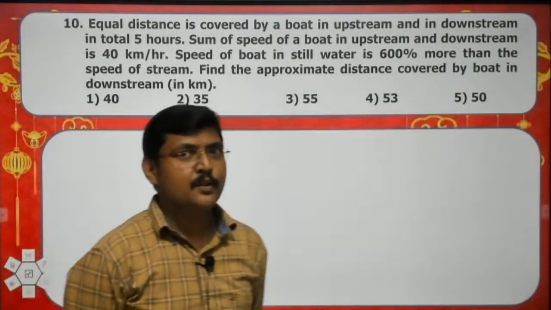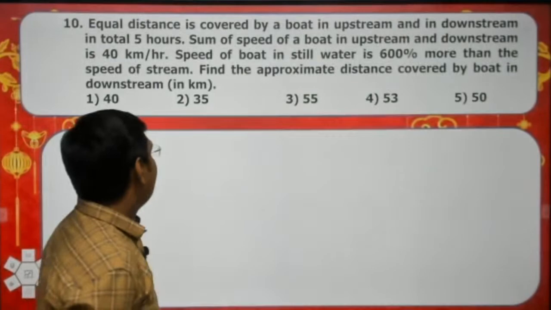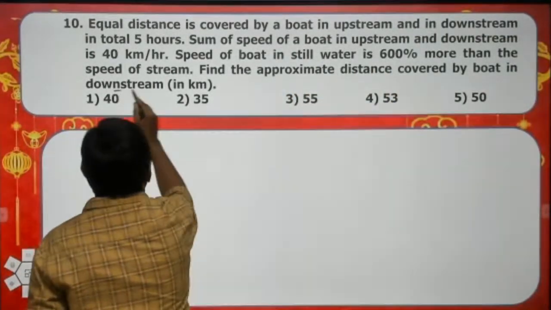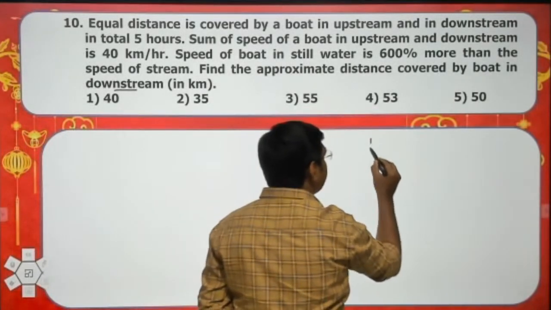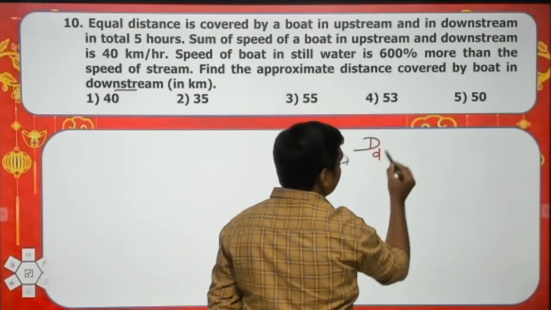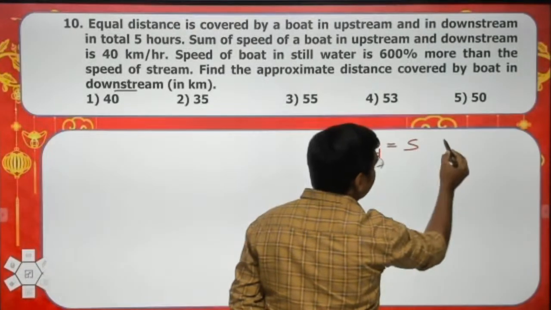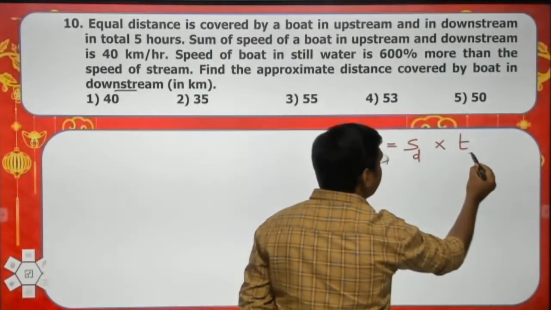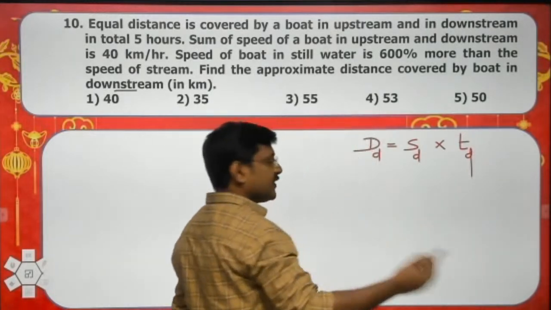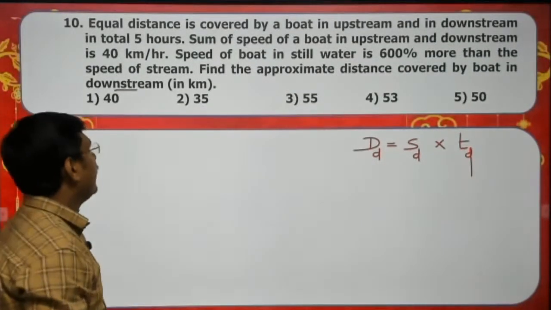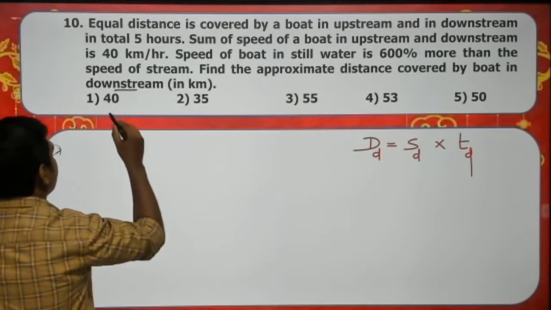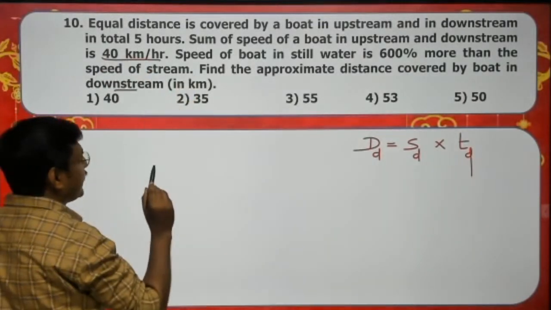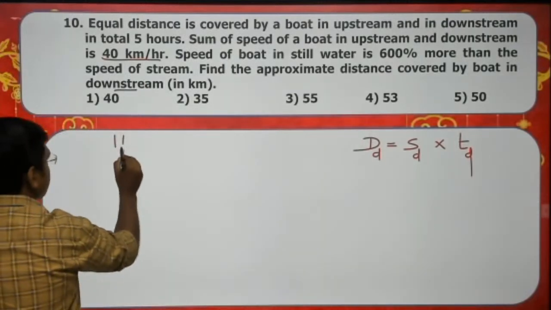Of course, I will use the USD method to find the answer. What we need to find is the approximate distance covered by boat in downstream. So we need to find the downstream distance. We know that distance is equal to speed into time, right? So if we know the downstream speed and the downstream time, we can easily find the answer, right? For that, listen, some percentage frames are given. Of course, the sum of the speed of boat in upstream and downstream is clearly given. So I am framing this USD.